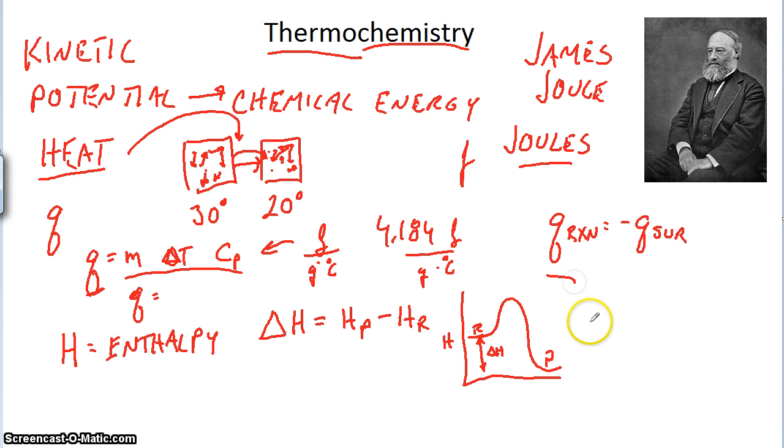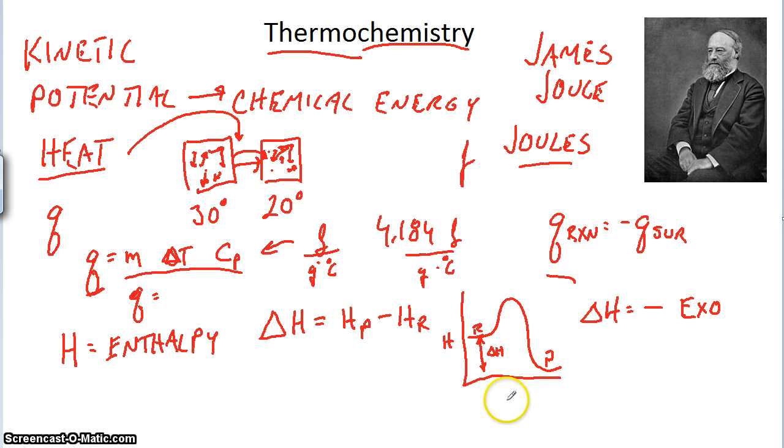It's also my Q. So notice my products are lower in energy than my reactants, so if I take the H of the products minus the H of the reactants, this is a lower number, this is a higher number, so my delta H would be a negative number. So negative means this reaction going forward is going to release energy, and it will be exothermic. It's going to release energy.